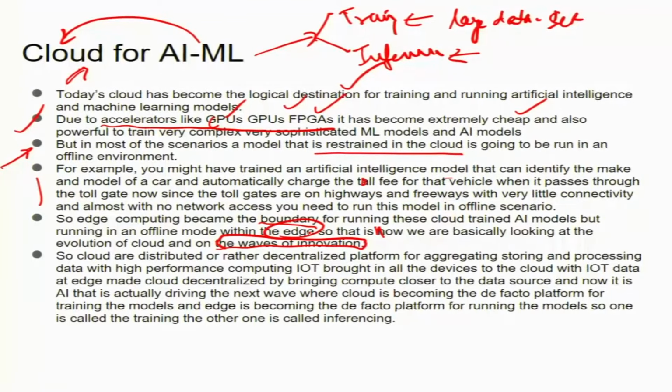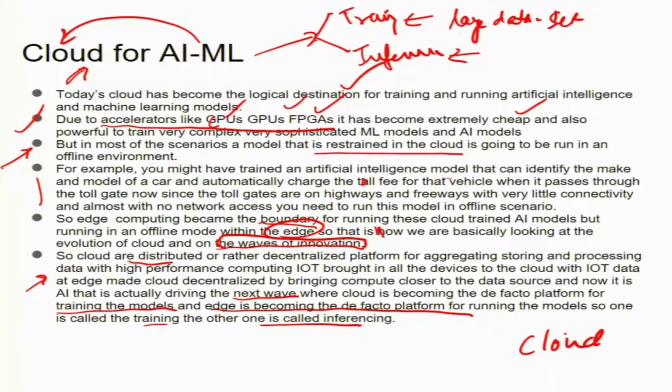Earlier the cloud was highly centralized, but with the help of edge computing, it is now a distributed, or rather decentralized, platform for aggregating, storing and processing data with high performance computing. It has brought all the devices to the cloud with IoT data at the edge, making the cloud decentralized by bringing the compute very close to the data source. And now it is AI that is driving the next wave, where the cloud is becoming the de facto standard for training the models, and the edge is becoming the de facto standard for running the AI models. One is called training, the other is called inferencing.